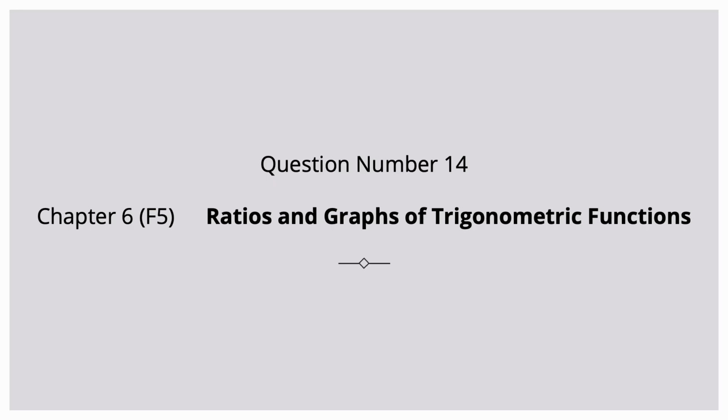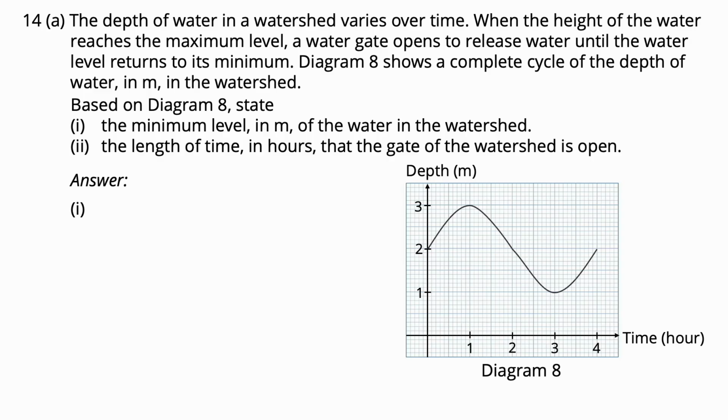Question number 14. A. This question is about how the depth of water in a watershed varies over time. The depth of water changes over time. When the height of the water reaches the maximum level, a water gate opens to release water until the water level returns to its minimum. Diagram 8 shows a complete cycle of the depth of water, in m, in the watershed.